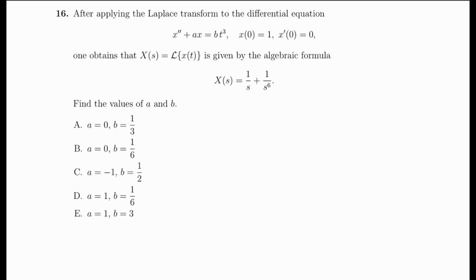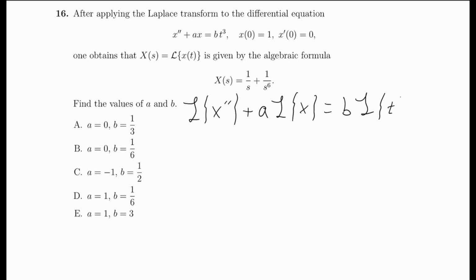This problem is our first Laplace problem. We're given an initial differential equation here, and we're told that taking the Laplace transform of it results in this expression, and we need to find constants a and b such that this is our final result. So we'll go ahead and take the Laplace transform of our initial function here. Because Laplace transforms are linear, we can split it up term by term. So we'll get the Laplace transform of x double prime, plus we can pull out our constant a, times the Laplace transform of x, is equal to pull out the b times the Laplace transform of t cubed.